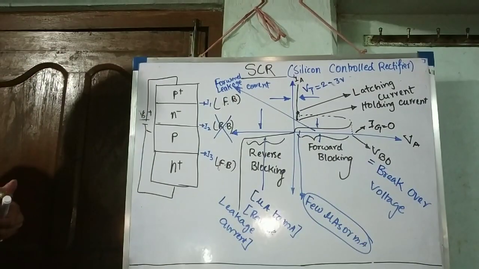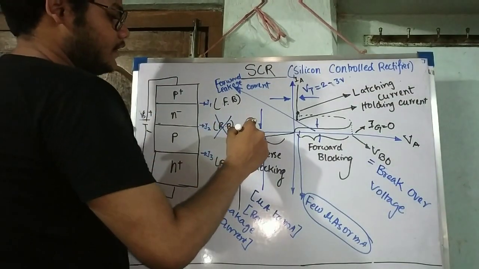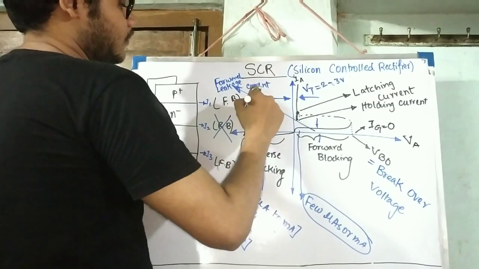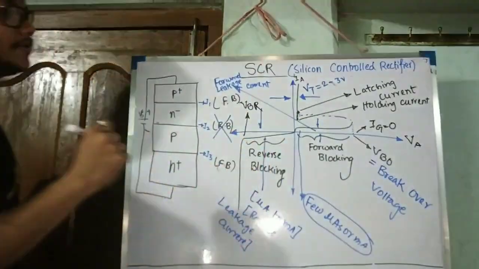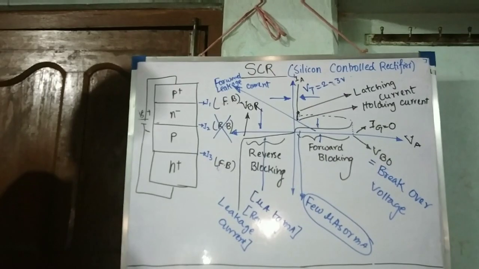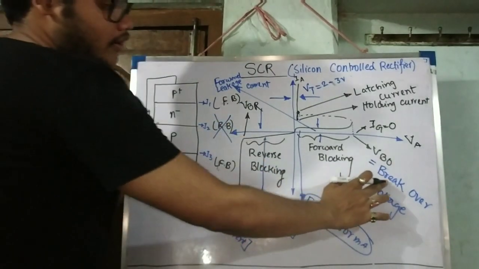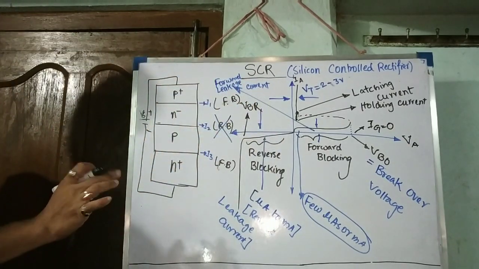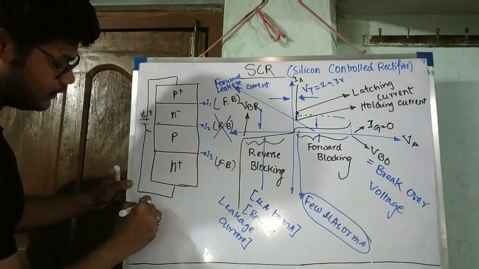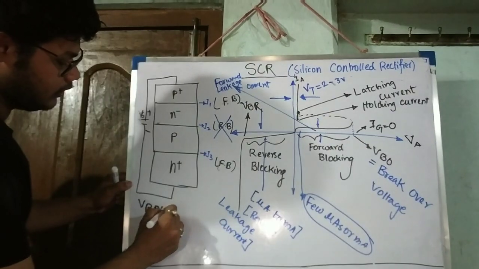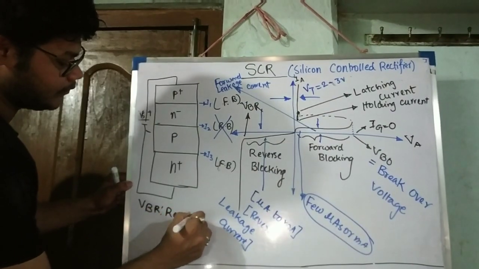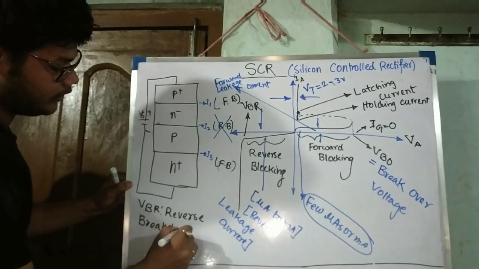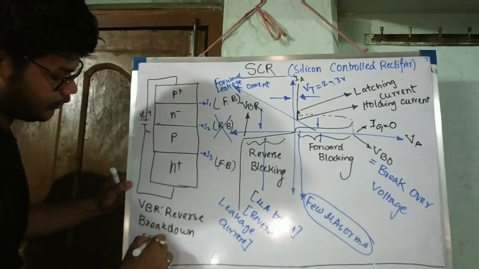And the voltage at which the thyristor starts conducting in the reverse direction is called the reverse breakover voltage, or VBR. So this is your forward breakover voltage, and this is your reverse breakdown voltage. VBR is the reverse breakdown voltage.